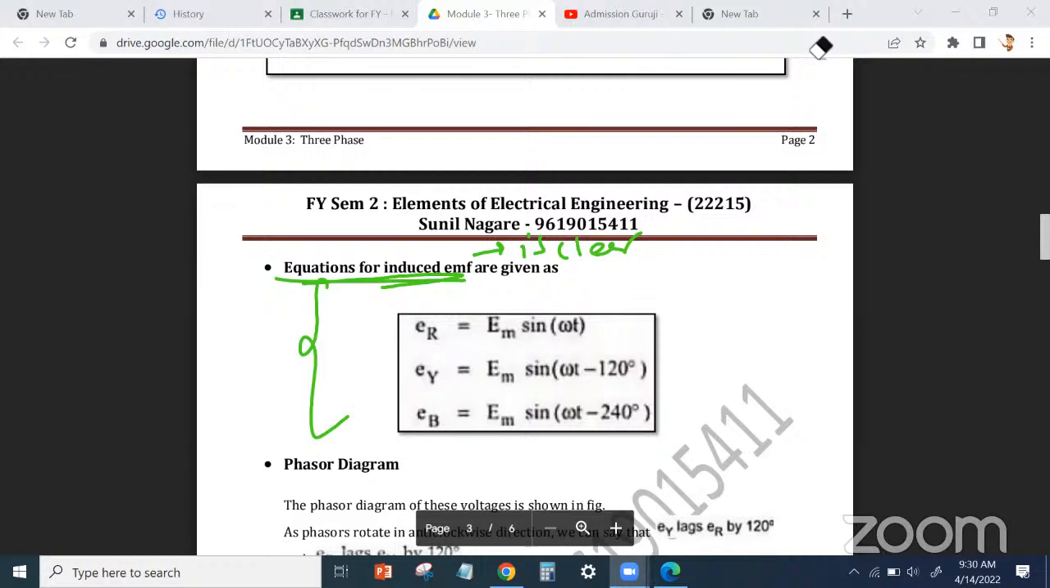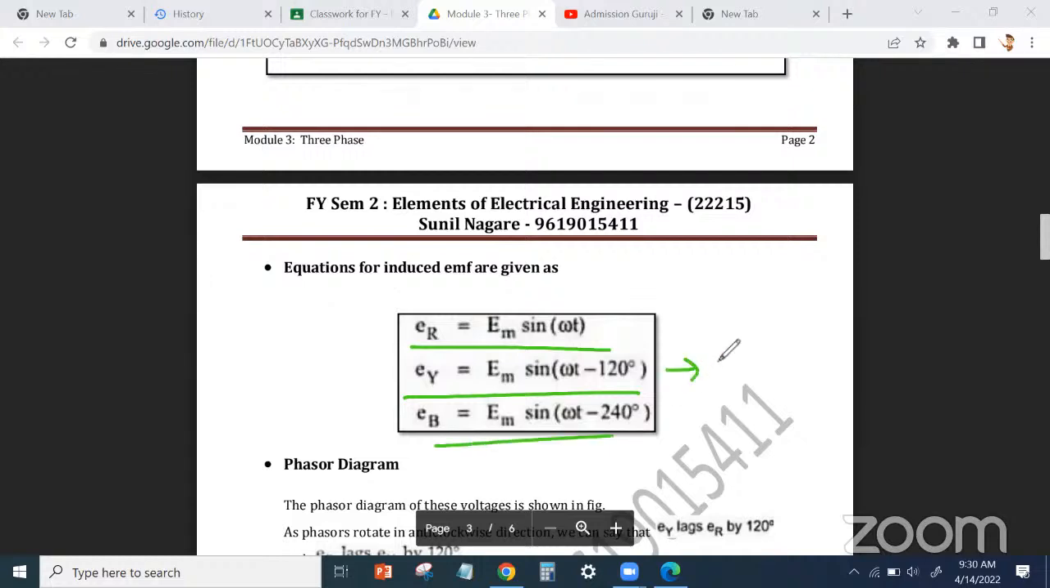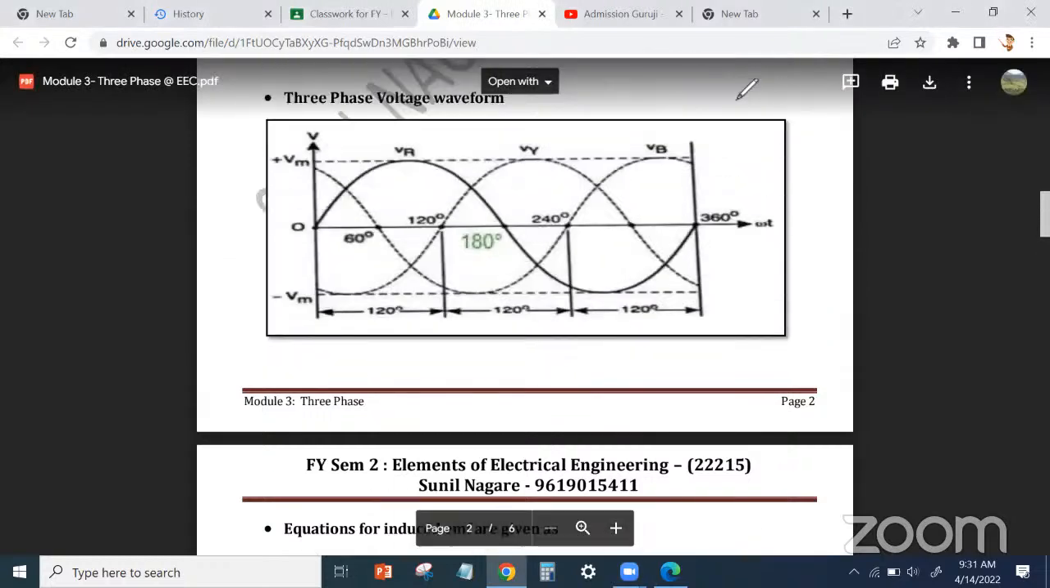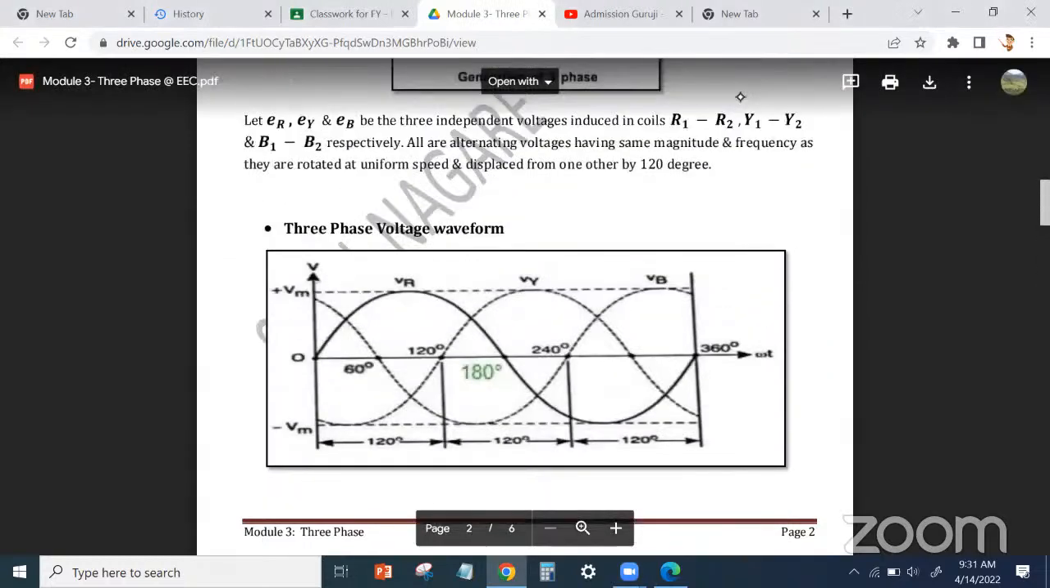So equations are clear. So let's see the waveform. Equation तो पता चल गया. Let's see the waveform. So ER, EY and EB. ये 120 लैग है ना, 120 डिग्री लैग है, मतलब 120 से लेट स्टार्ट. ये 240 लैग है ना, मतलब 240 से लेट स्टार्ट. माइनस मतलब लैग. So let's draw this waveform. चलो.